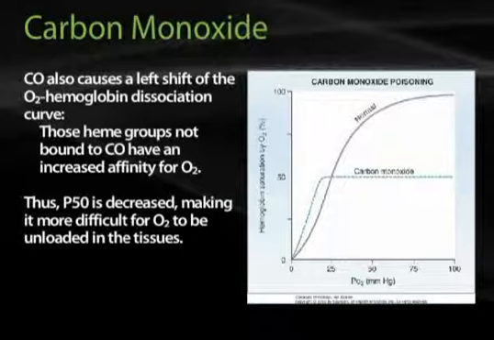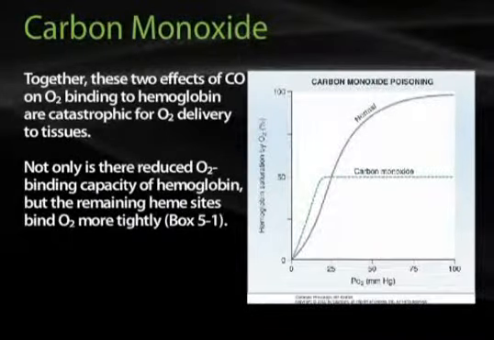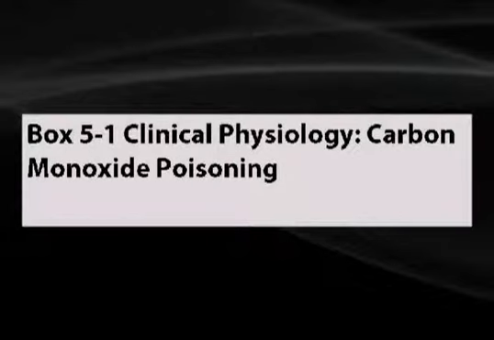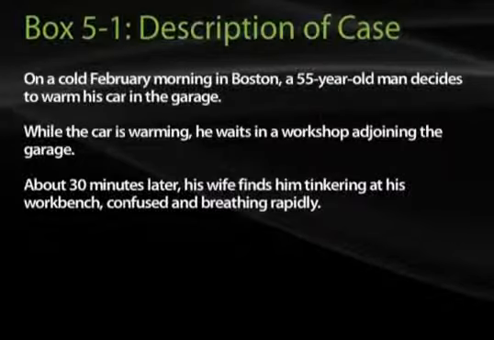But carbon monoxide also causes a left shift in the oxygen-hemoglobin dissociation curve. So those heme groups that are not bound by carbon monoxide actually have an increased affinity for oxygen. So the P50 is decreased, making it more difficult for oxygen to be unloaded in the peripheral tissues. These two effects combine to have catastrophic effects for oxygen delivery to the tissues. There's reduced oxygen binding capacity, but also the remaining heme sites bind oxygen more tightly. We're going to illustrate with the case shown in box 5.1 on the top of page 215 in your text.